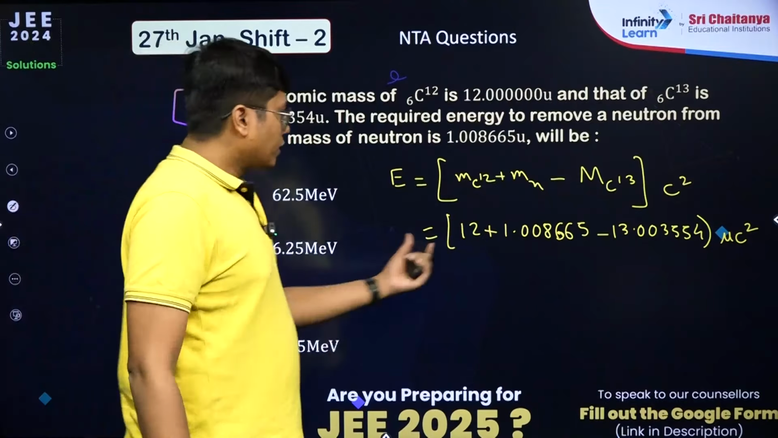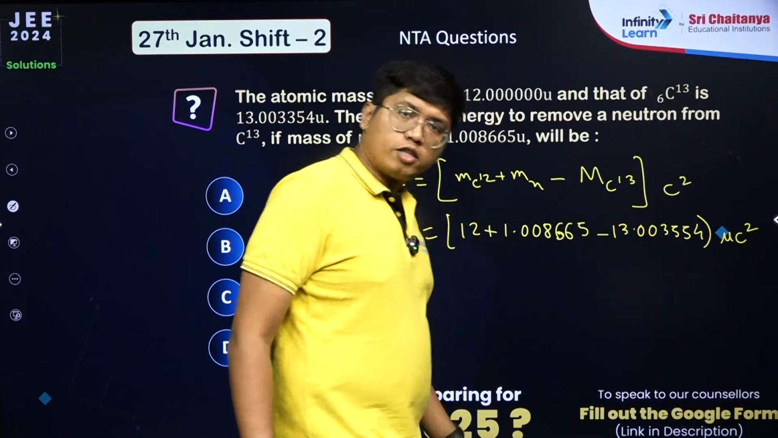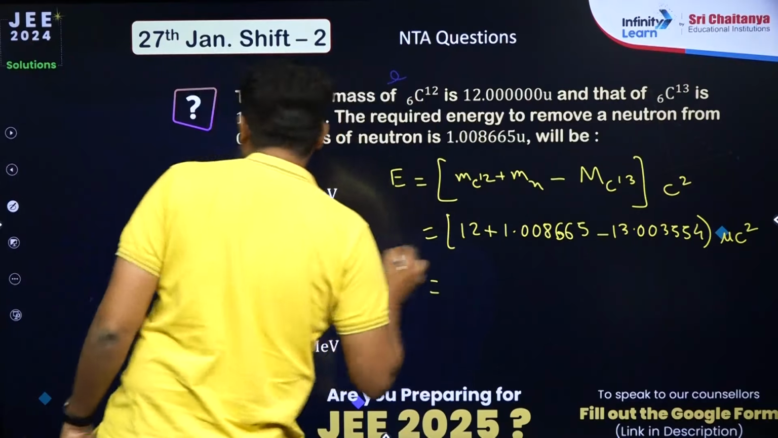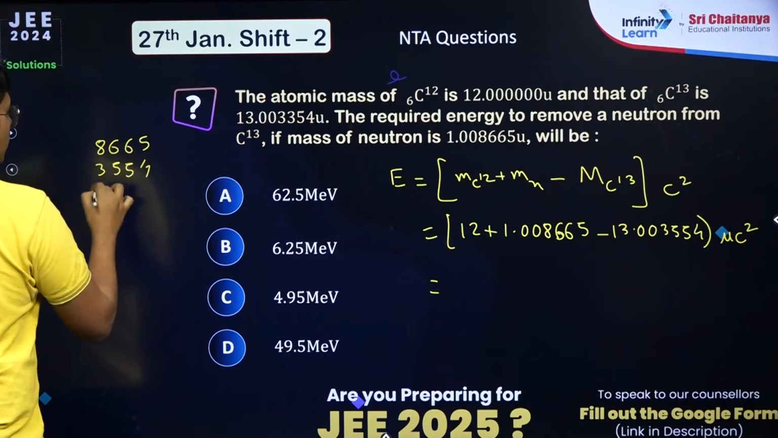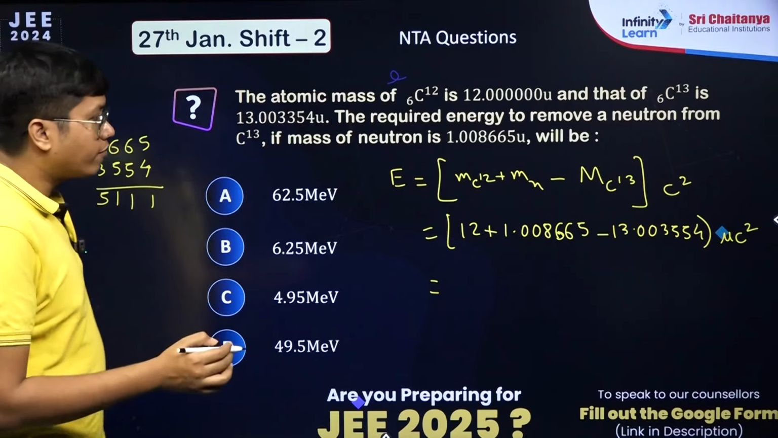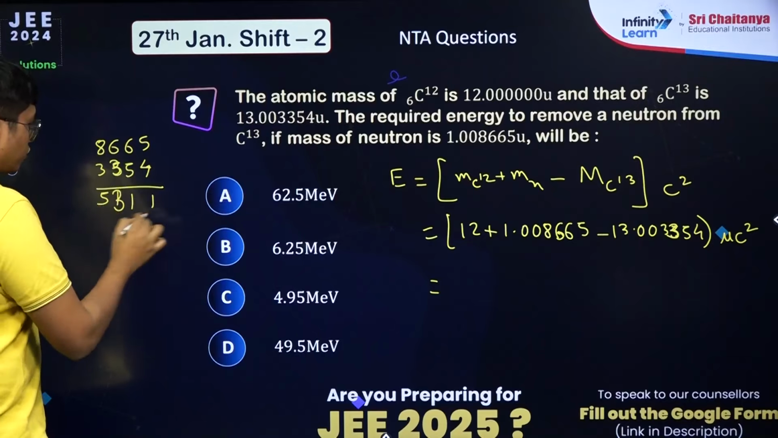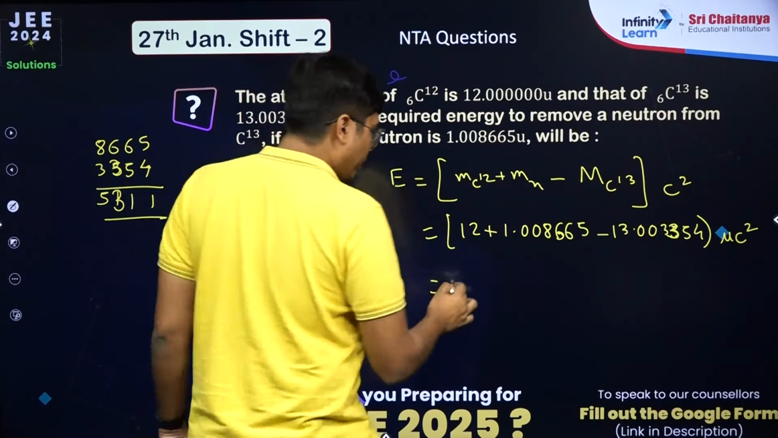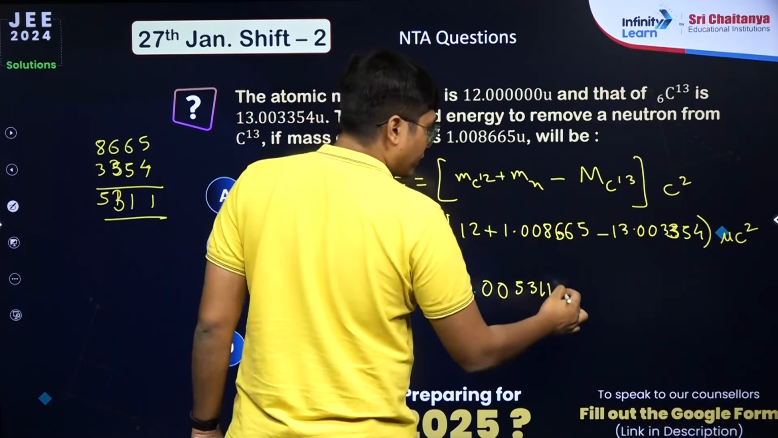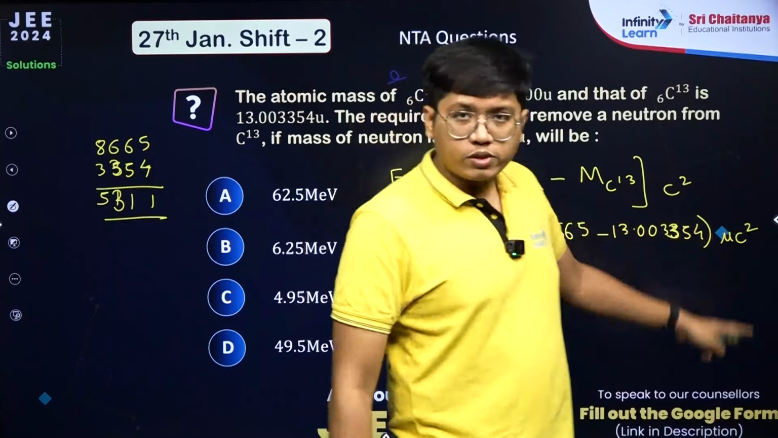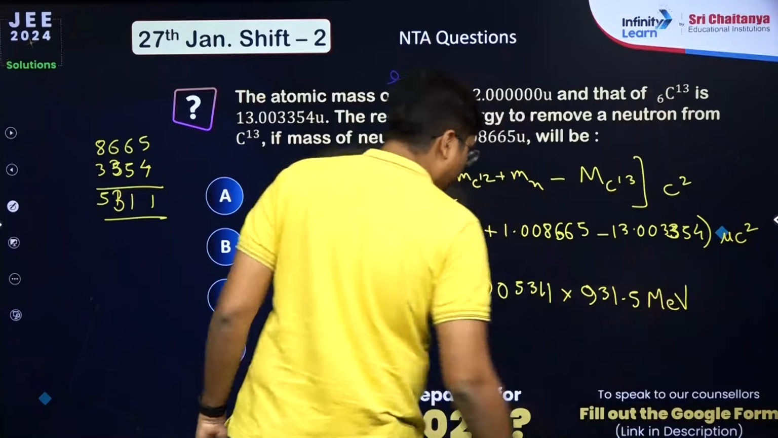So we can write this, you can see this is 13. Technically I am subtracting this 0.008665 with 0.3554. If I just do it separately, I'll only look at that part. Oh, my bad, this is 3354. If I put 3354 here, then that will come out as 3 here, so 5311. So I'll essentially be having 0.005311. Add this and subtract, you'll get this, into 1 atomic mass unit into c square, which is equal to 931.5 mega electron volts.